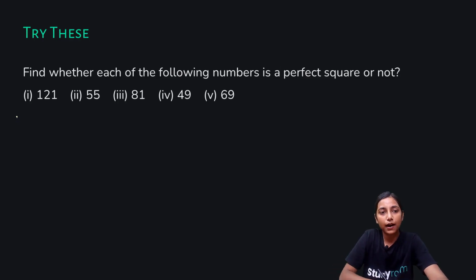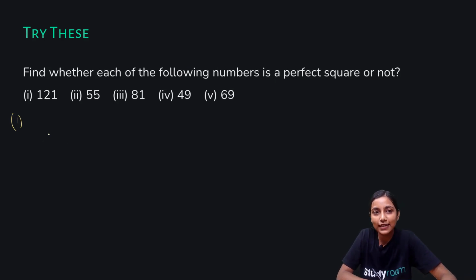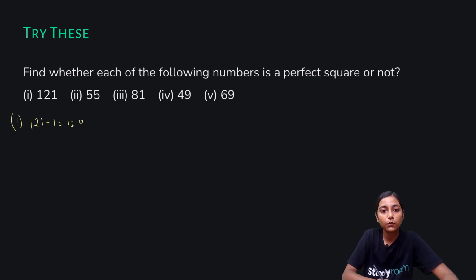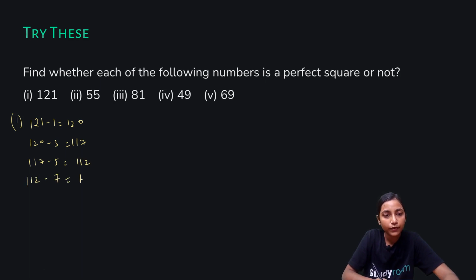Okay, let's do the first part. I'll do some of the parts and the other parts you will have to do yourself, taking a hint from the examples that I do. First one is 121. Let's subtract 1 from here, we get 120. 120 minus 3 gives us 117. 117 minus 5 gives us 112. 112 minus 7 gives us 105.